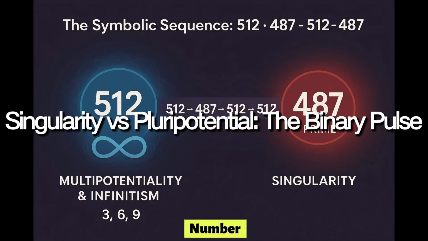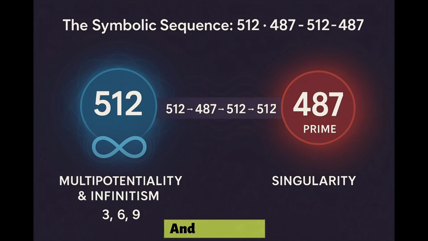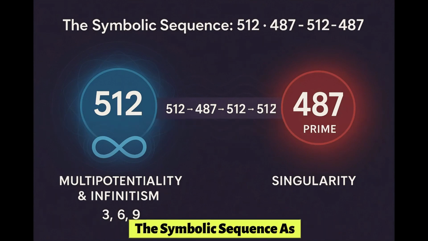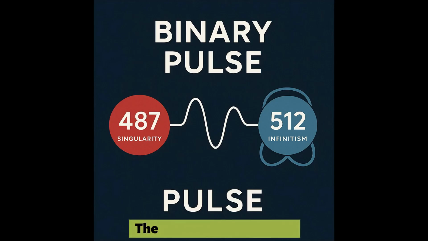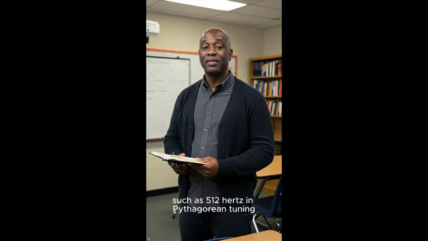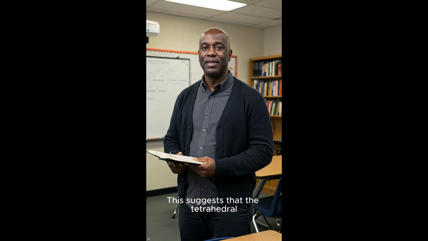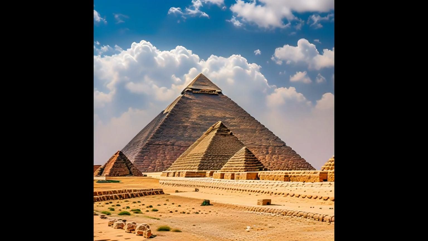487 is a prime number, so it represents singularity, and 512 represents multipotentiality and infinitism. The symbolic sequence, as I would want to call it now, gives the concept of the binary pulse, the eternal beat between one and all, where the prime meets the infinite. 512 resonates with the frequency of Earth's natural modes, such as 512 Hz in Pythagorean tuning, or 512 bytes in a computer. This suggests that the tetrahedral geometry of the pyramids could have acted as a resonant cavity to amplify and transmit electromagnetic energy.